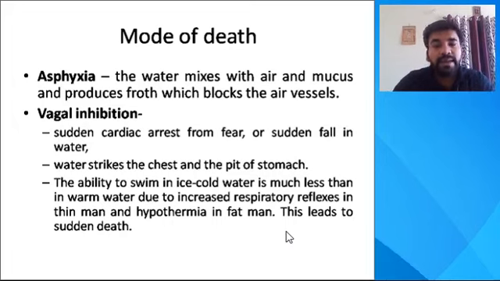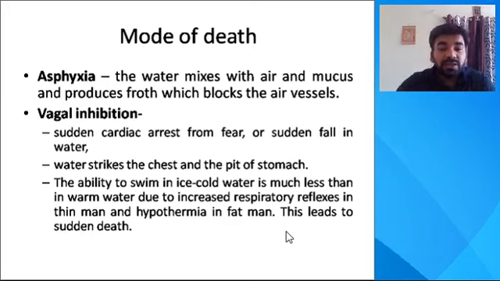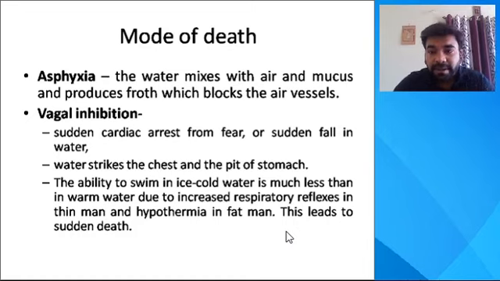Then the next is vagal inhibition. When someone is suddenly pushed into water or suddenly falls into water, the person suffers a cardiac arrest out of fear. When a person is pushed into water from a height, water strikes the chest and the stomach with a lot of force. Mathematically, it is said that when a 70 kg person is dropped from a height of 60 meters, around 1300 kg per centimeter force is generated. That is pretty high, so that results in cardiac arrest.